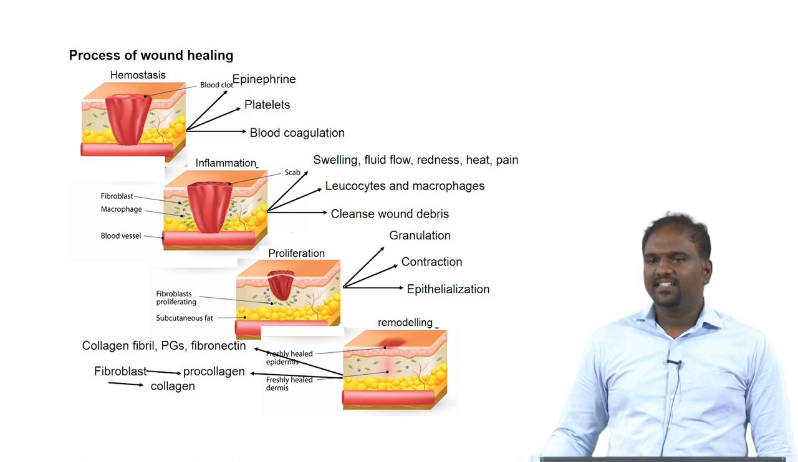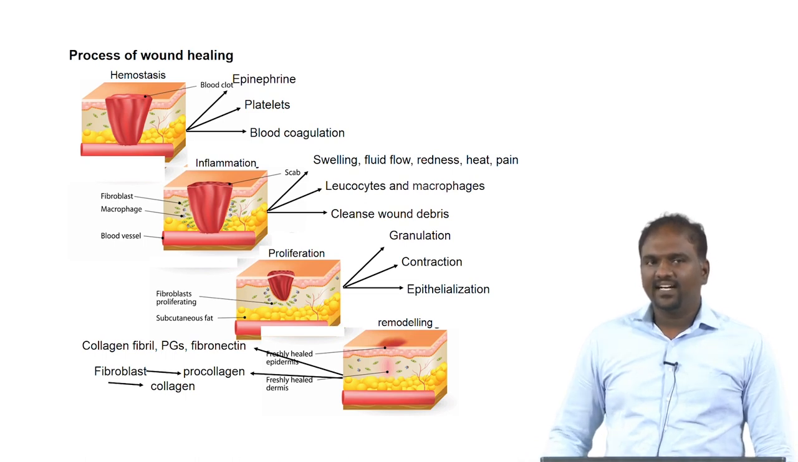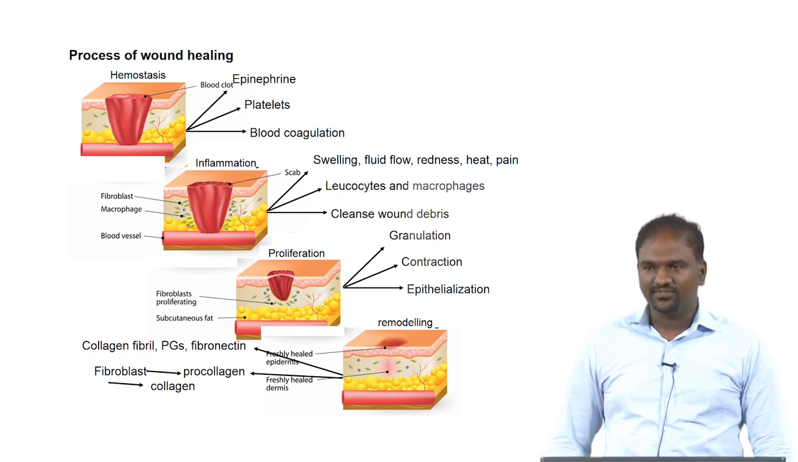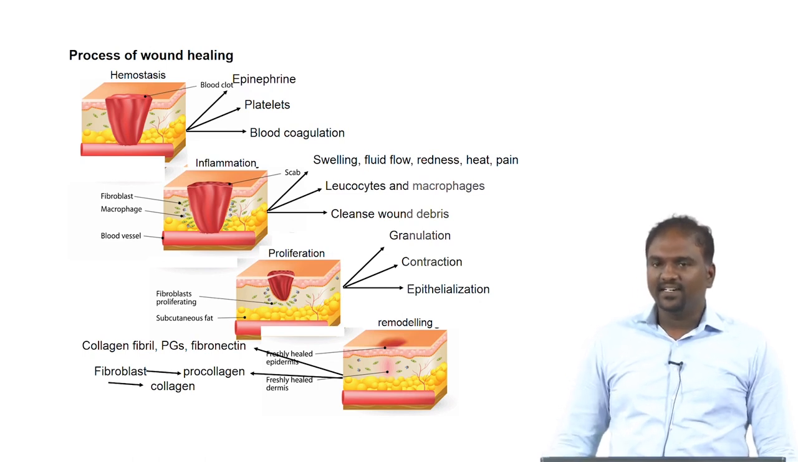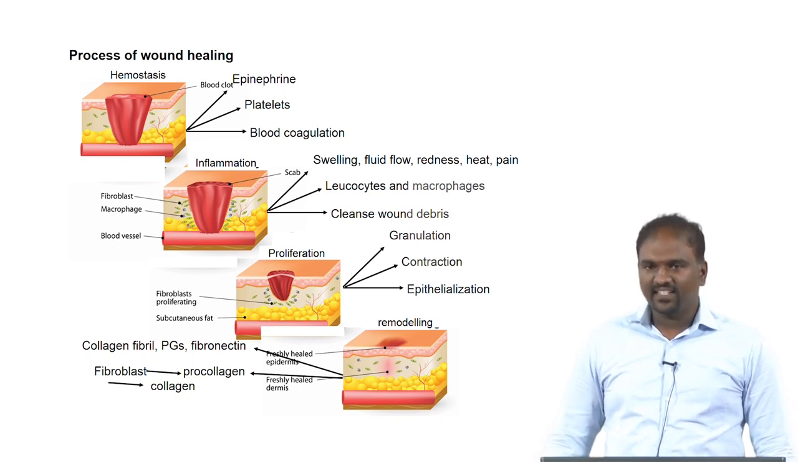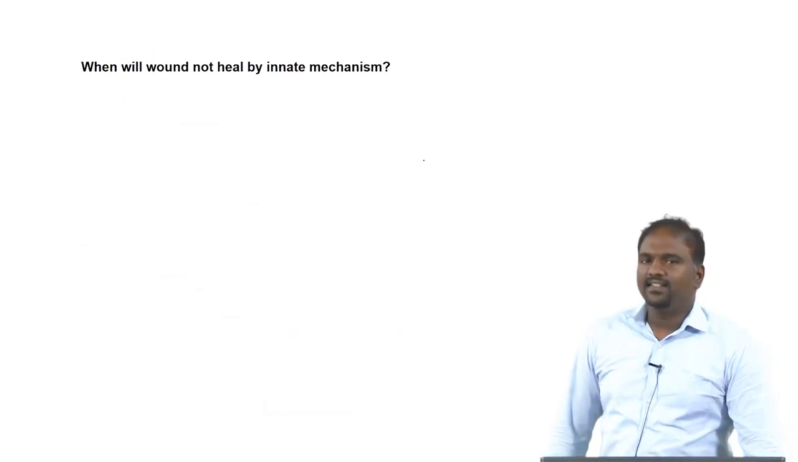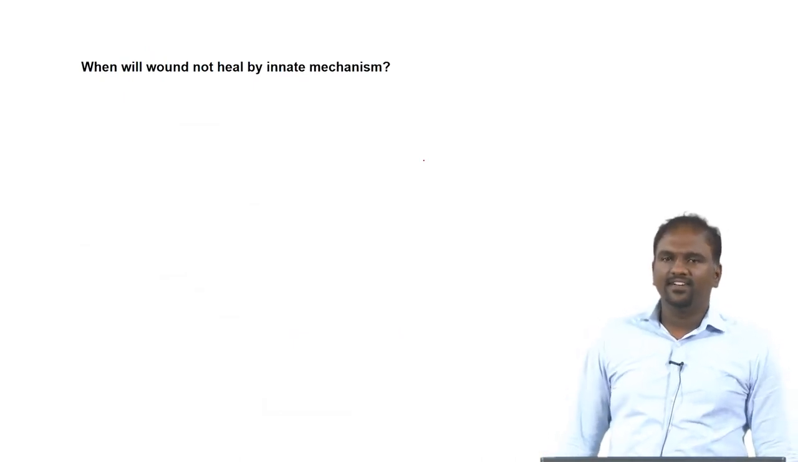When the tissue starts forming, the strength of the tissue will be very low. Once the new tissue is fully formed, we will be able to see that its strength is equivalent to the earlier tissue. The reason is collagen remodeling, which is what happens at that site. So this is the normal mechanism of wound healing.